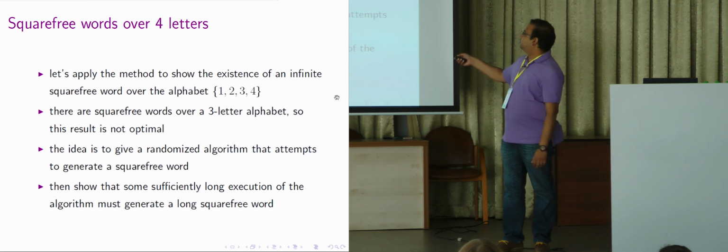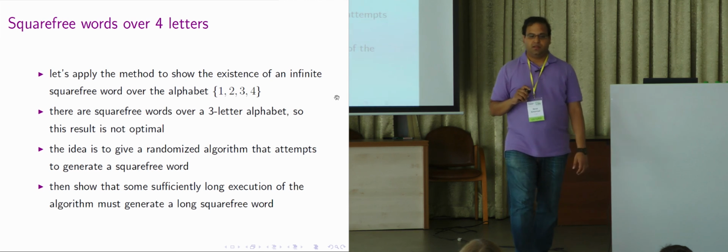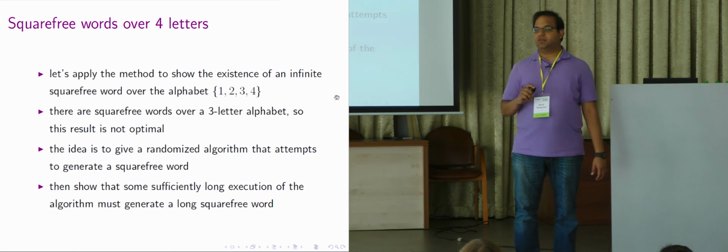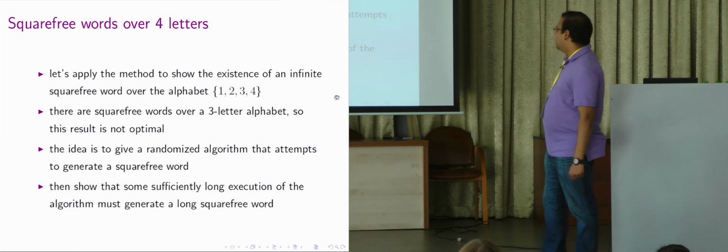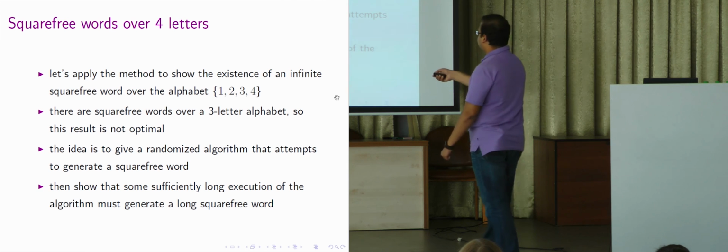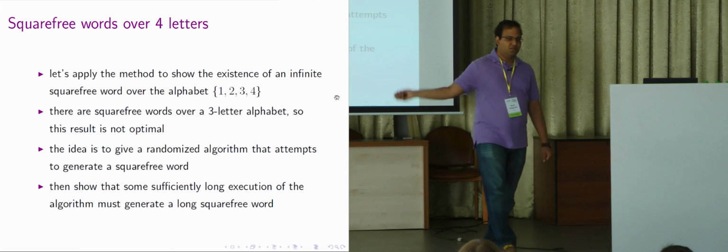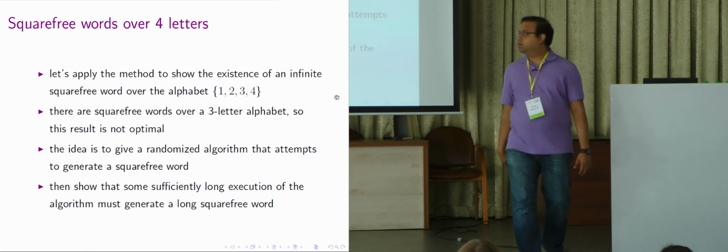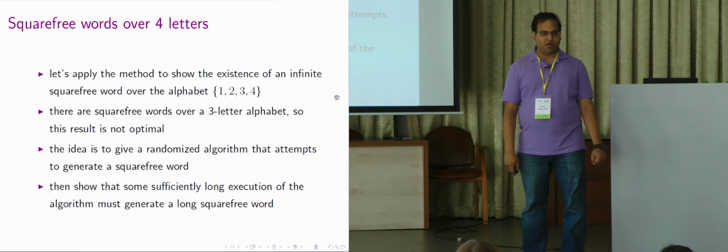So in particular, if you choose your list at every position to be 1, 2, 3, 4, then that result simply says that there exists a square-free word over a 4-letter alphabet, right? So, okay, we know that there are infinite square-free words over a 3-letter alphabet. So this 4 is not optimal, but it's a good example of the technique.